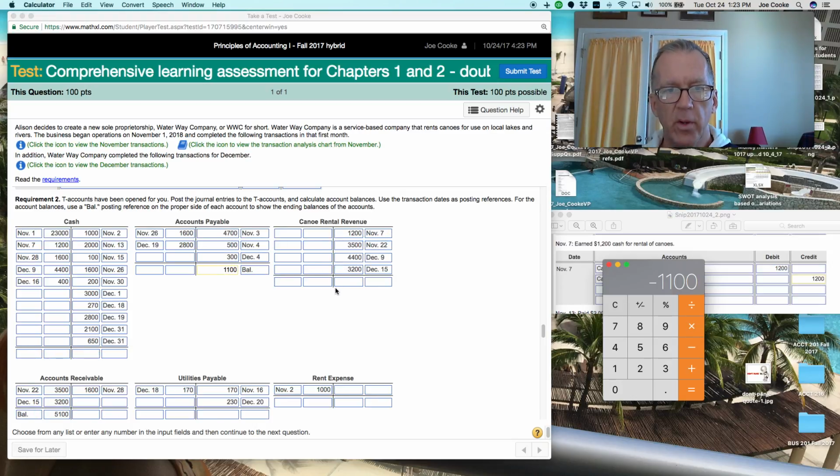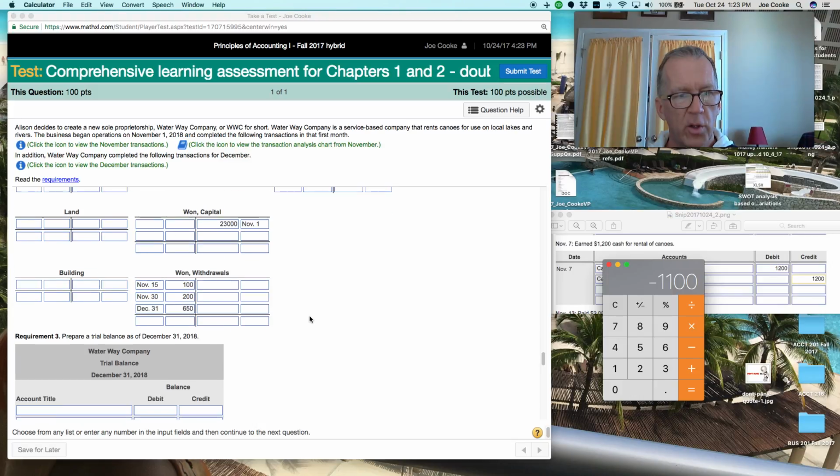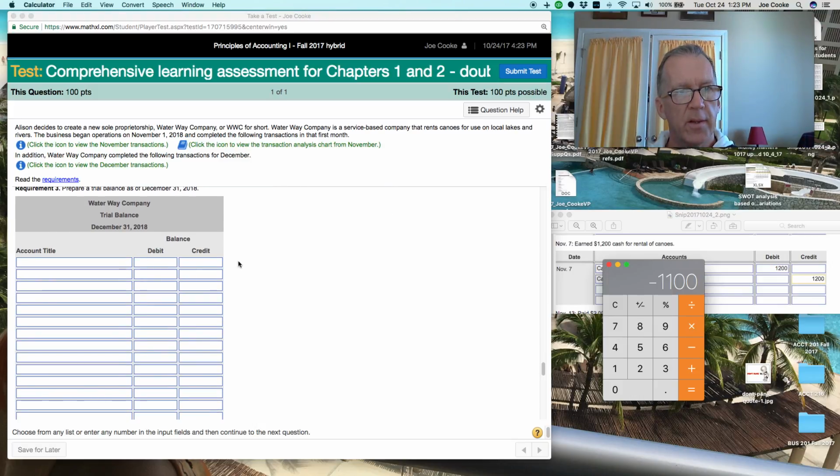Credits increase revenue. So that's your next step, is to go through and figure out all the balances. And then once you do that, you can populate the trial balance. So let's do that, and we will reconvene very, very soon.